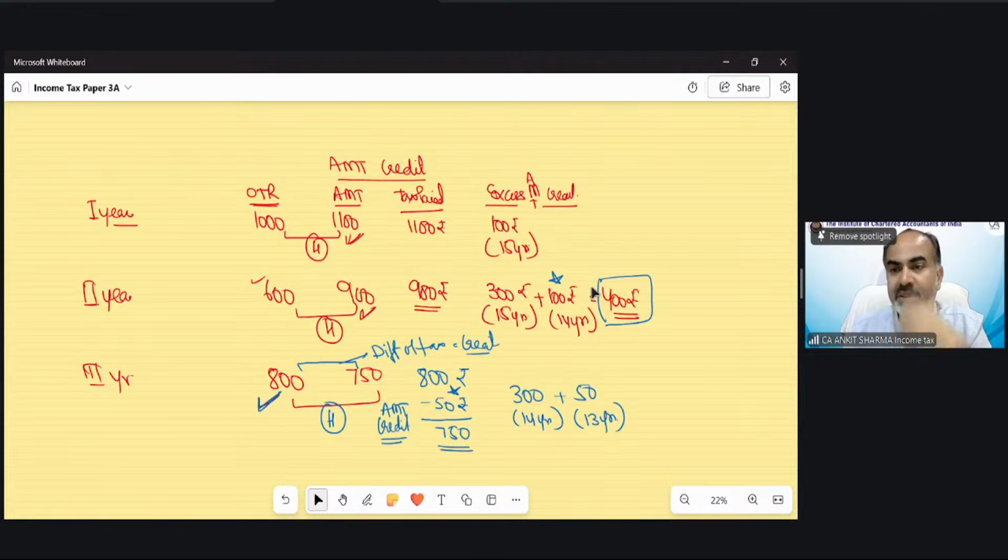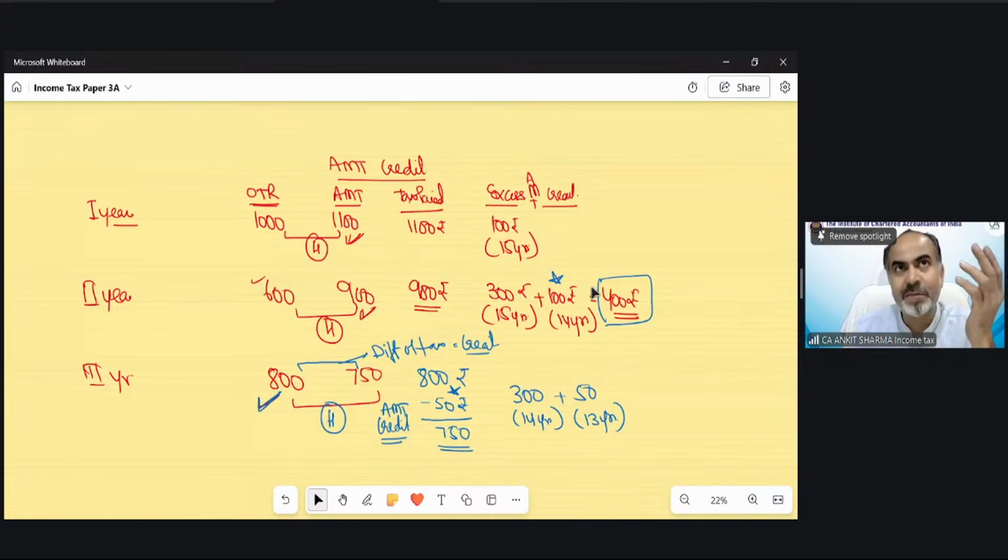This 50 rupees is not a credit, sir, which we deduct from 800. We have deducted it out of that 100 rupees credit, whatever we have. We use 50 rupees from that AMT credit against this 800 rupees value. So that 50 is from that 100 rupees credit we have earned in the first year, Mithali. Yes, it is the stabilization of the entire system.